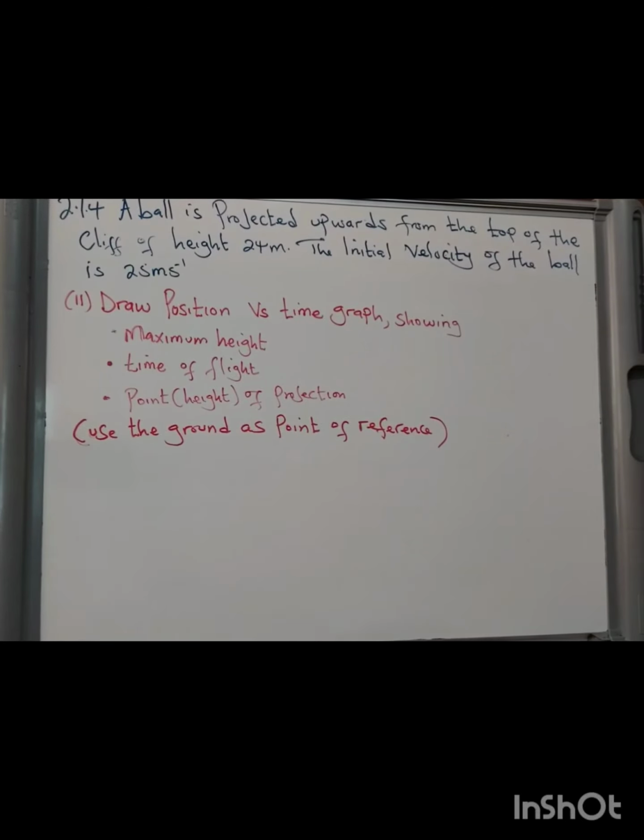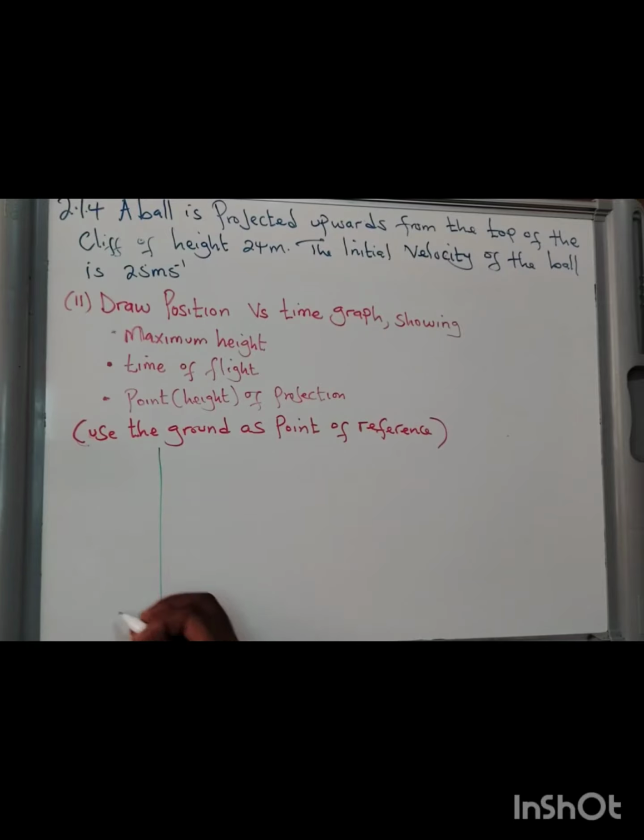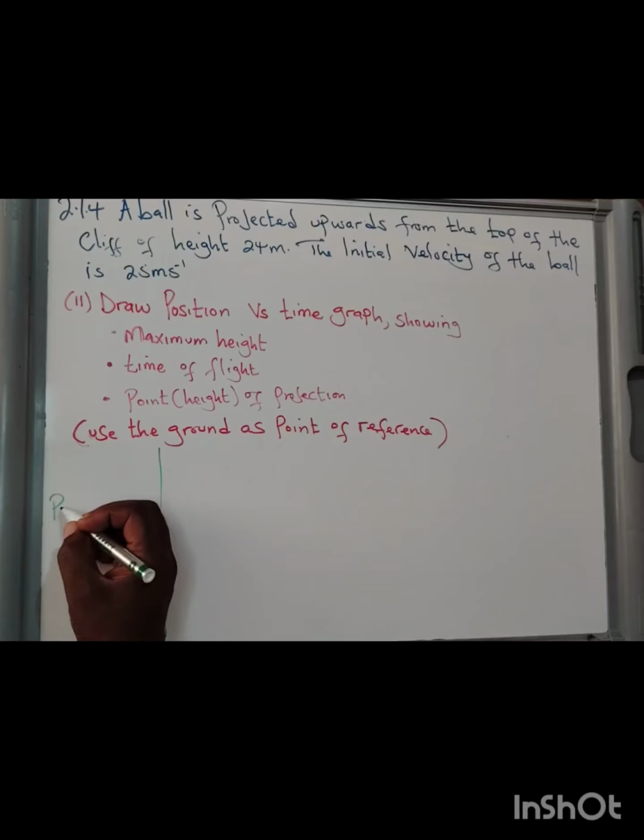Yeah, then comes this question. It says, draw a position versus time graph showing maximum height, time of flight, and the point or height of projection, and they say use the ground as the point of reference. Okay, how do we go about this? Let us have the sketch. We have our y-axis, and what does it indicate?